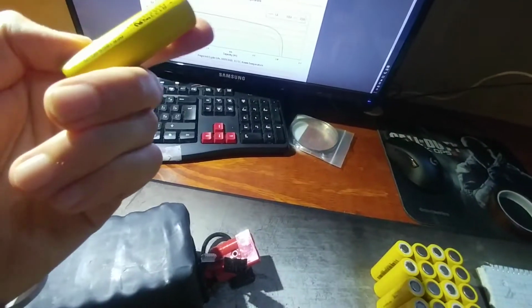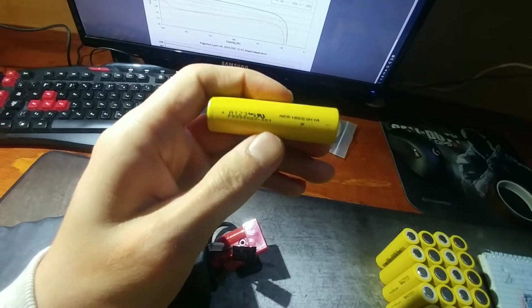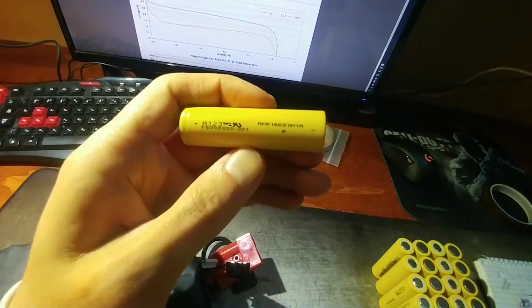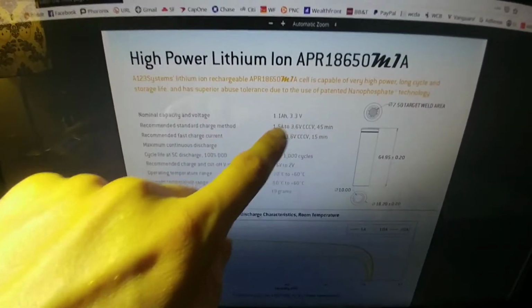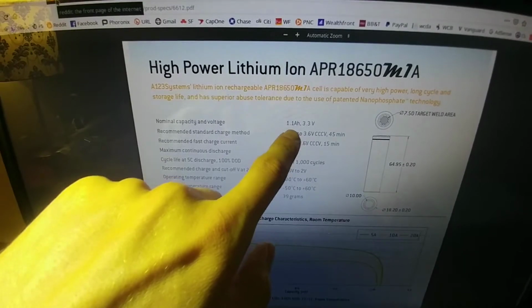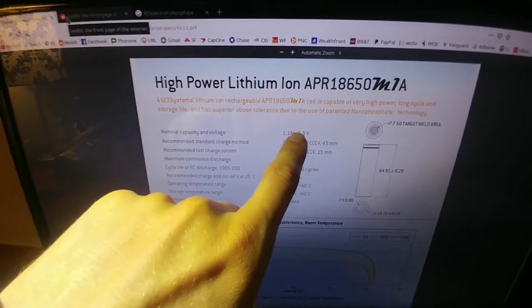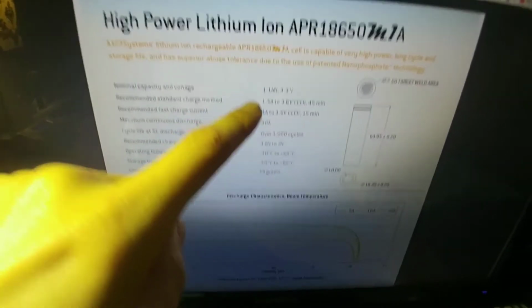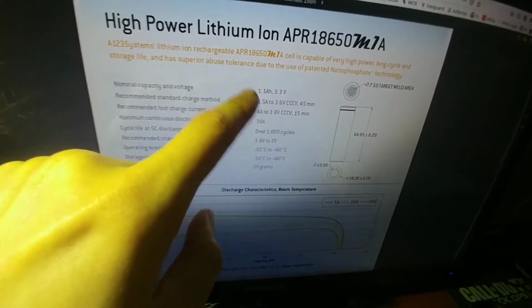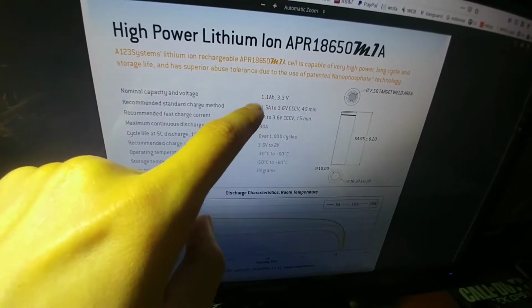Alright, I was going to talk a little more about these cells. Like I said, they are A123s, and then there's the model number right here. So I pulled up some of the specifications on them. They're just 1100 milliamp hours at 3.3 volts nominal, which is lower than the 3.6 or 3.7 volts that lithium ions normally run. So like I said, that's going to help in being closer to the real 12 volts.